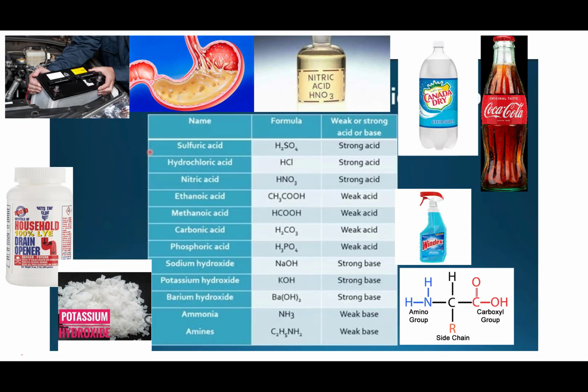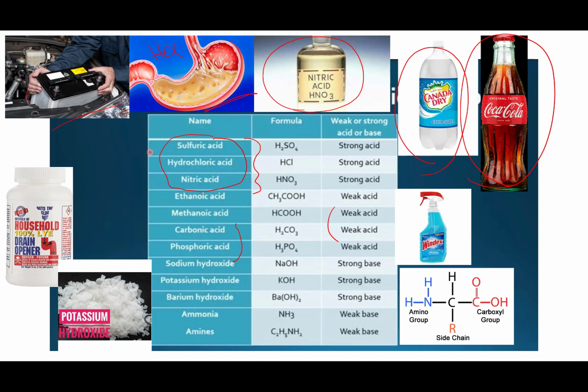Some of the common strong acids are sulfuric, hydrochloric, and nitric, and we have talked about these. Battery acid, gastric hydrochloric acid, and nitric acid. A couple of the common weak acids are carbonic and phosphoric, from soda pop and Coca-Cola. So those are a couple common weak acids.